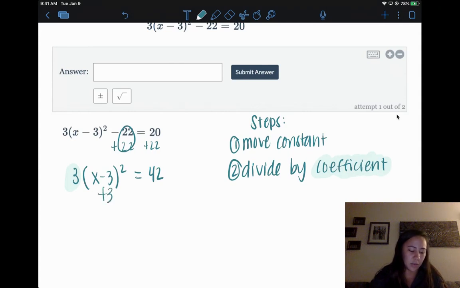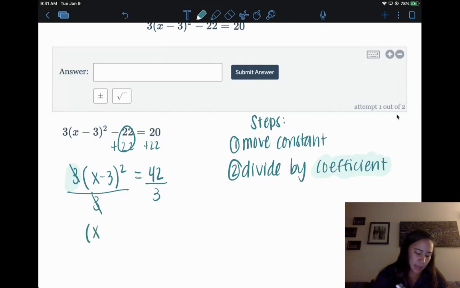If you look at order of operations, you have to remember that you have to do what's in parentheses first, then do the exponent, and then you would multiply it by 3. So we can't do anything just yet, so we have to divide by 3 first. That cancels out our 3s, they become 1, and then we have x minus 3 squared is equal to 42 divided by 3 is 14.